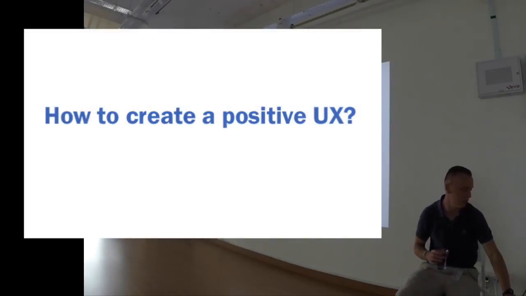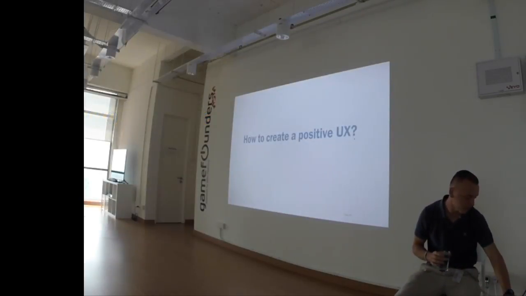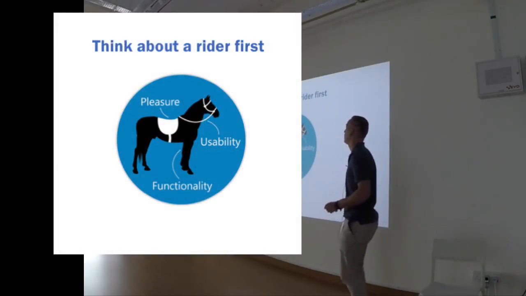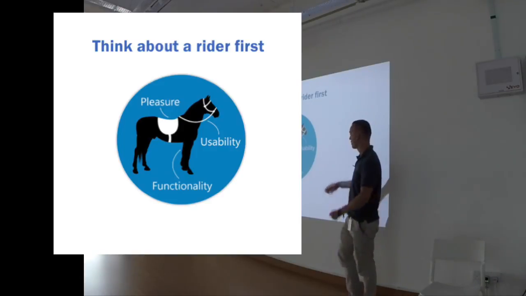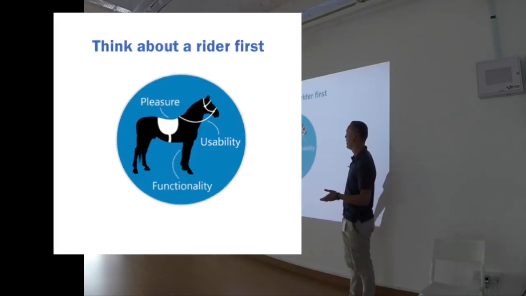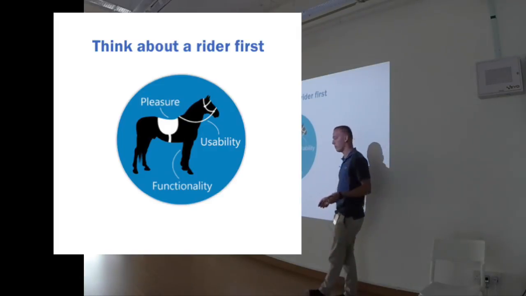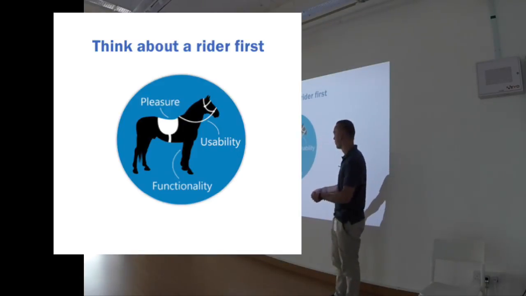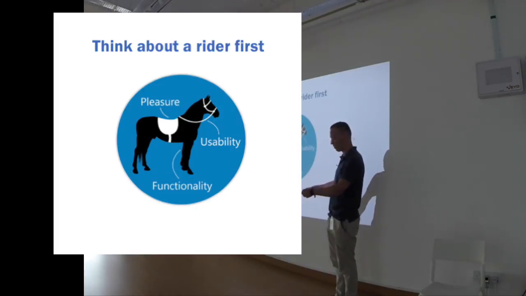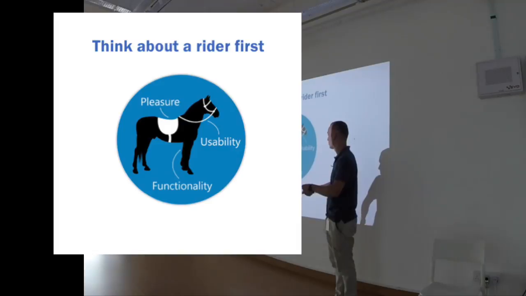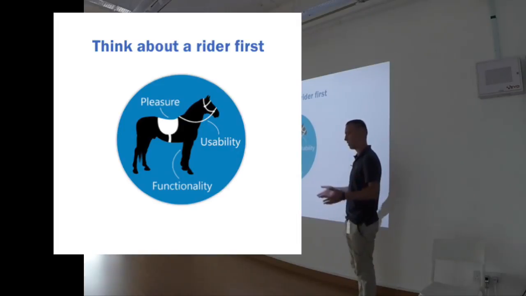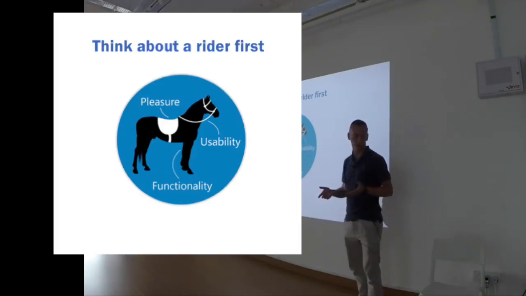Okay, so now we come to how to create a positive user experience. Think about it as a horse rider. Imagine you as a player, or as a horse rider, have a horse, and the horse is our game or our app. What we should think about is: is it pleasant to ride this horse? Are the controls really good, can we feel the horse and make sure that it rides pretty fast, and we can reach our destination? That's how it comes to functionality. And that's the best benchmark that you can use when you're developing a new game or a new app.